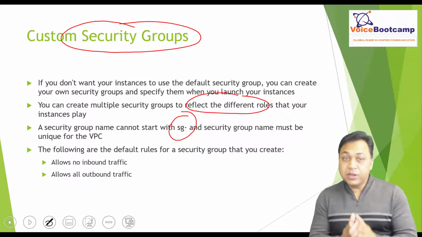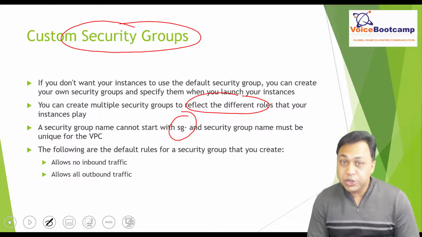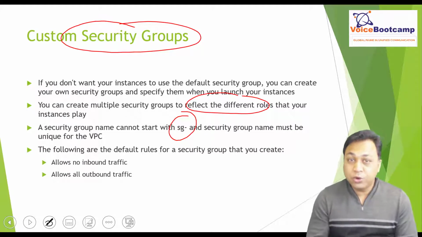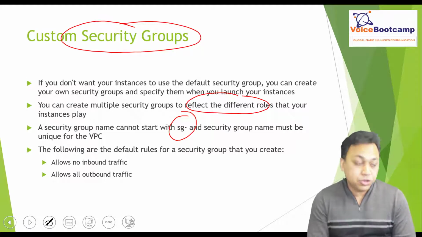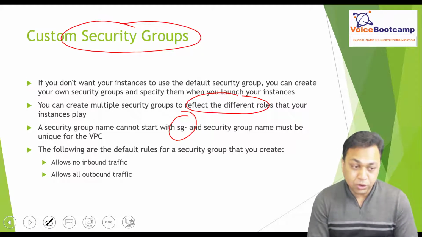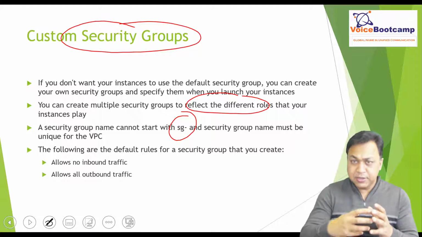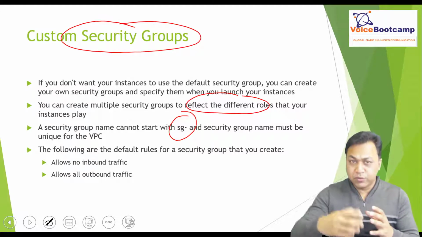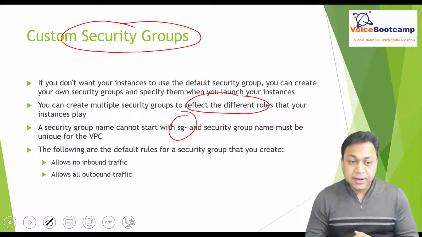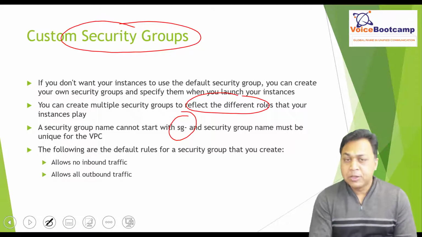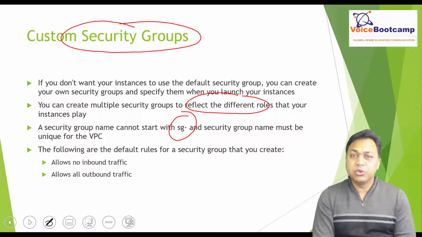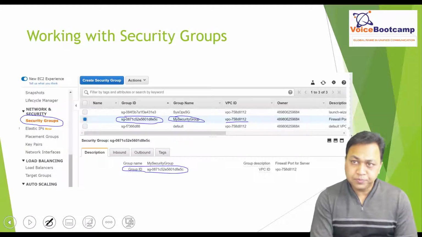Now whenever you create your own custom security group, by default it allows no inbound traffic, but all outbound traffic will be allowed by default. So your PC, if you assign it to a server, your server will be able to communicate to the internet, but nobody can communicate to the server or access any services. So you do have to enable a particular port if you want to.